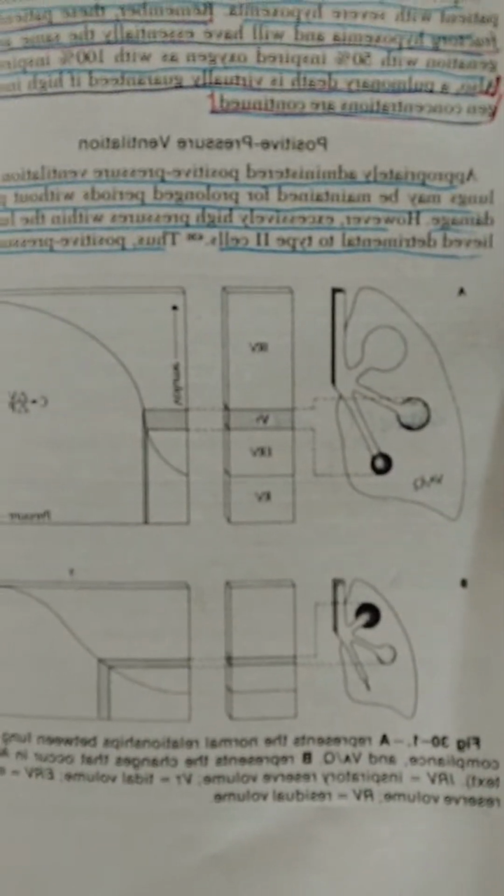Here we go. This is figure 31, A and B. Remember, B represents the changes that occur in ARDS. Okay, it's the smaller. And this again is on the front of the book.